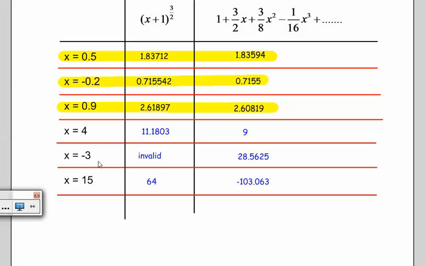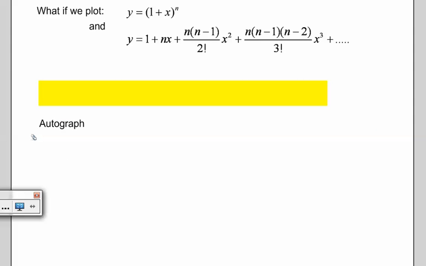In fact, when we try x is minus 3, if we substitute that into the bracket here, we're actually taking a square root of a negative number, so we don't get a real value there. And so the expansion giving us 28.56 is meaningless. And looking at when x is 15, these two values are completely different. Again, I think we can safely say that the expansion there is meaningless. So, can you think of what values of x we can substitute which are going to give us a reasonable approximation?